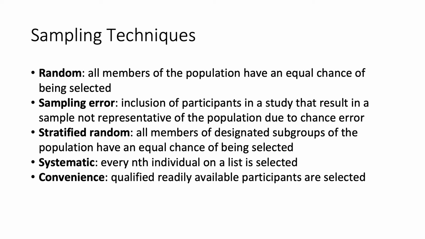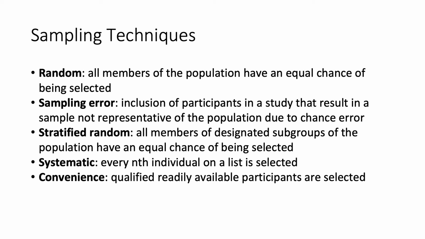Another method is stratified random sampling, in which all members of designated subgroups of the population have an equal chance of being selected. So, for example, the income of varying populations. If an extremely large sample is needed or an unwieldy population, a systematic sampling method may be utilized. This is selecting every nth individual on a list. So you can say every 20th individual will be selected.